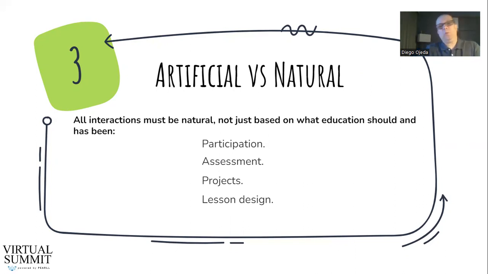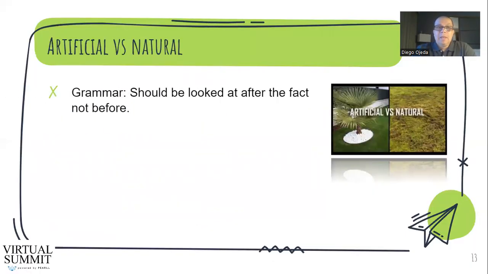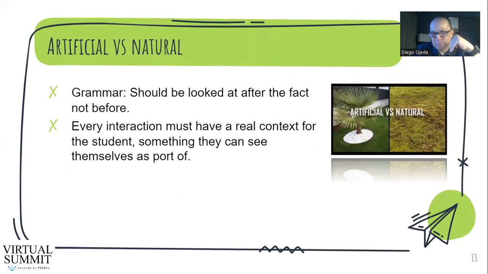How natural are we when we just plan our classes with these things in mind? Just trying to satisfy the status quo of education throughout history. And maybe we forget a little bit about the real people who our students are, okay? For example, grammar should not be looked at after the fact. Should be looked at after the fact, not before. Meaning, let's focus on communication, let's focus on relevancy, let's focus on motivating our students, and then let's analyze a little bit of the grammar, not before, okay?